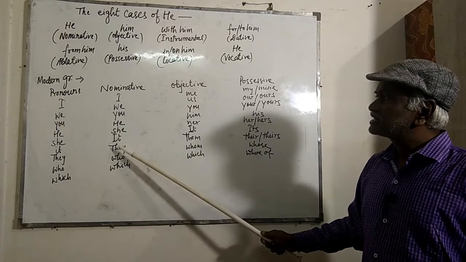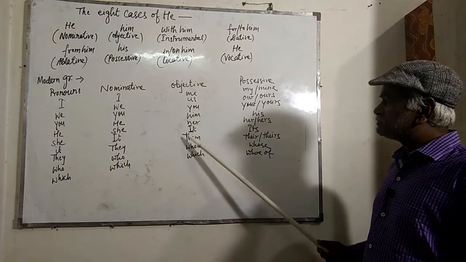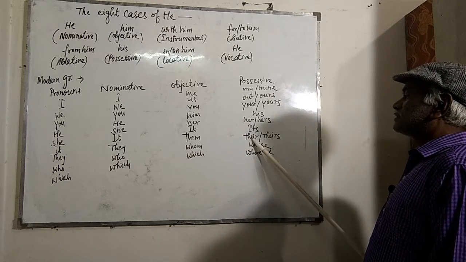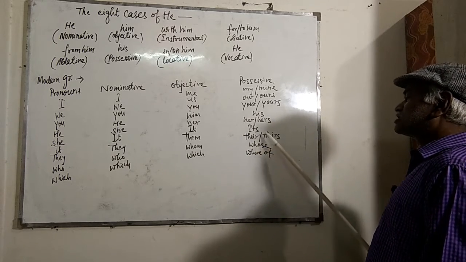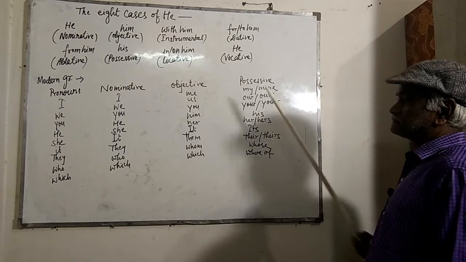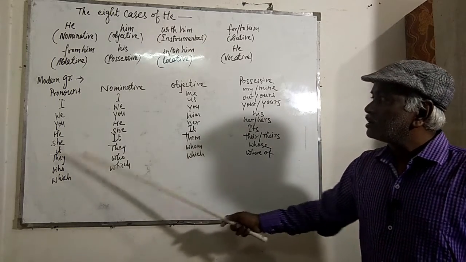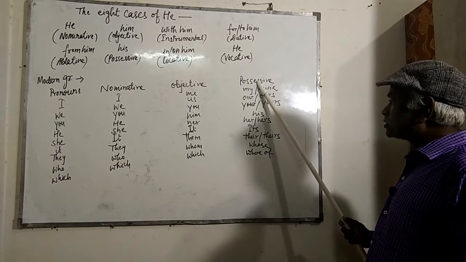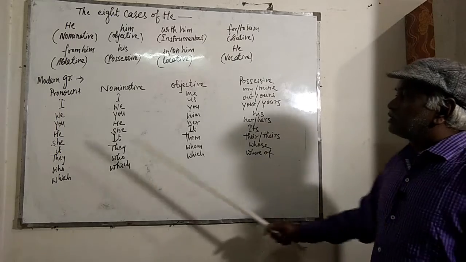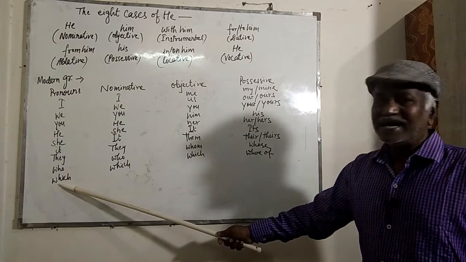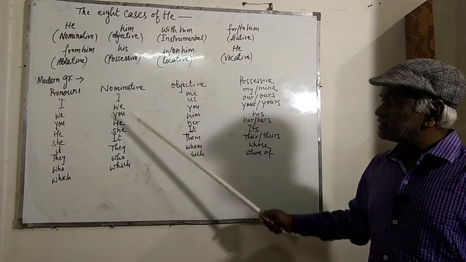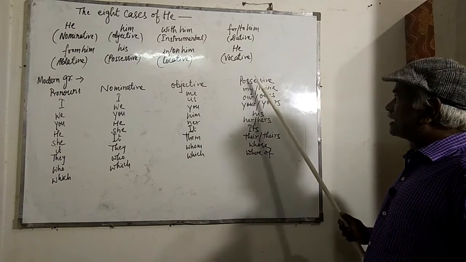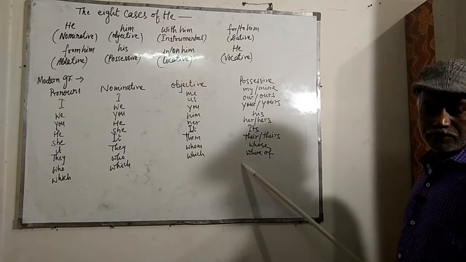They: nominative is they, objective becomes them, and in the case of possessive adjective it is their, and possessive pronoun it is theirs. Similarly, who: nominative is who, objective is whom, and possessive is whose. Last one, which: nominative is which, objective is which, and possessive is whose.